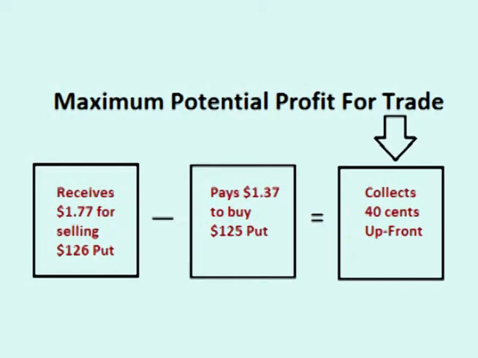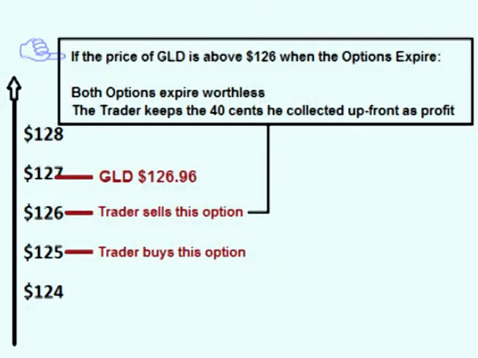The $126 put option costs $1.77, and the $125 put option costs $1.37. Selling the $126 put and buying the $125 put means the trader collects 40 cents a share up front. The 40 cents up front premium that the trader receives is his maximum potential profit. If the price of GLD remains above both strike prices, both options expire worthless, and the trader keeps the 40 cents that he was paid up front placing the spread.